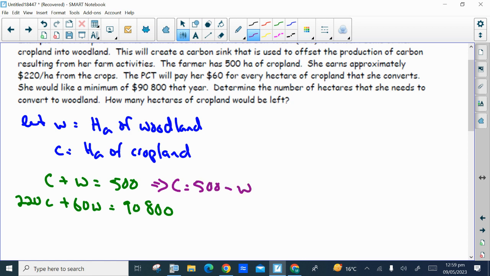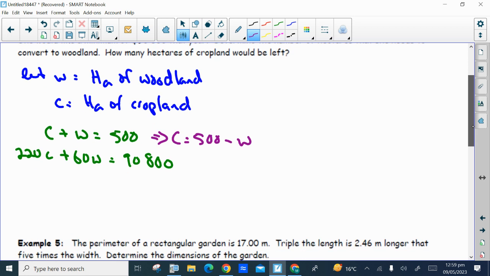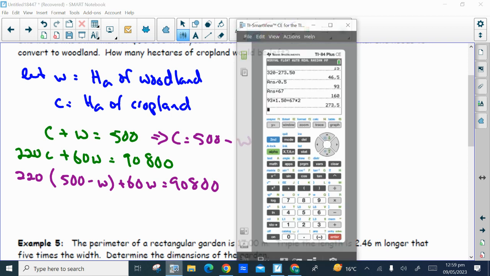Right? We spent 2 days on this last week. The method of substitution, where you take one equation, isolate one variable, and then that gets substituted into the other equation. Where we see the C in the other equation, we're going to substitute that with 500, take away W. So this is the method of substitution, which we learned about last week. It's also an algebraic way that we can solve systems of equations.